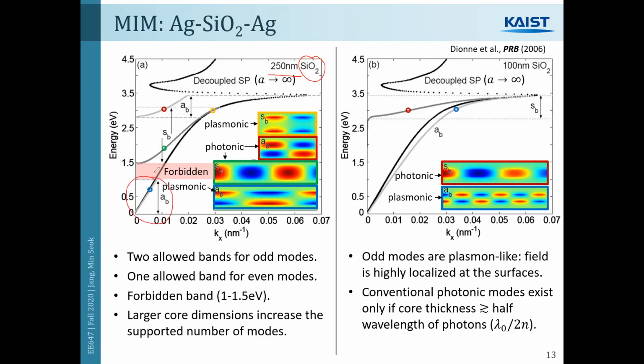In this case, you have an odd mode here, and here also another odd mode at higher energy, and then here an even mode. So two odd mode branches and one even mode. The black line is the decoupled surface plasmon, which means you have just a single interface, and the gray line is the MIM waveguide with this thickness. You can see I color coded each point, so the blue circle corresponds to this field profile, and the green circle corresponds to this, and so on.